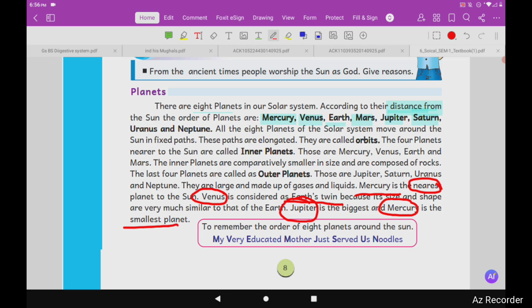Just now we discussed the planets. There are 8 planets for us. When we consider the distance, the first planet is Mercury, and then Venus, Earth, Mars, Jupiter, Saturn, Uranus, Neptune. These are the 8 planets in our solar system. All these are moving around the sun in a fixed path. These fixed paths are called orbits. These paths are elongated, like an oval shape.